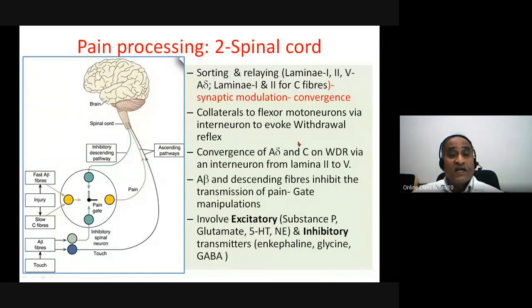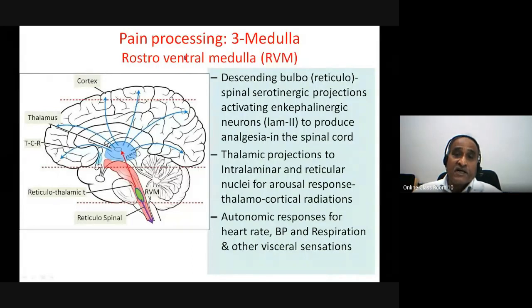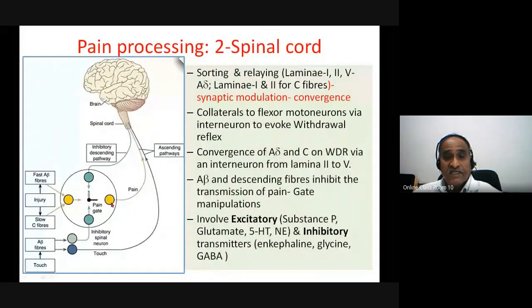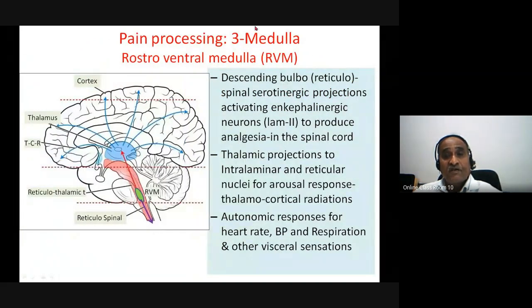At the same time, there will be a convergence. That means a focusing of the impulses which are reaching the spinothalamic area through these interneurons. So this is the processing at the spinal cord. Now come to the processing at the medulla. Look at this, this is the medulla, the RVM, the rostroventral part of the medulla, this green area. Now this green area has three components. I have mentioned here three components: descending bulbospinal serotonergic projections, these reticulospinal projections. These projections descend down, and they suppress these neurons which are ascending up.